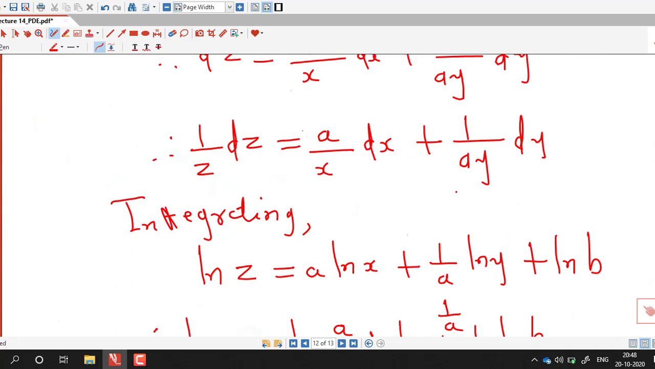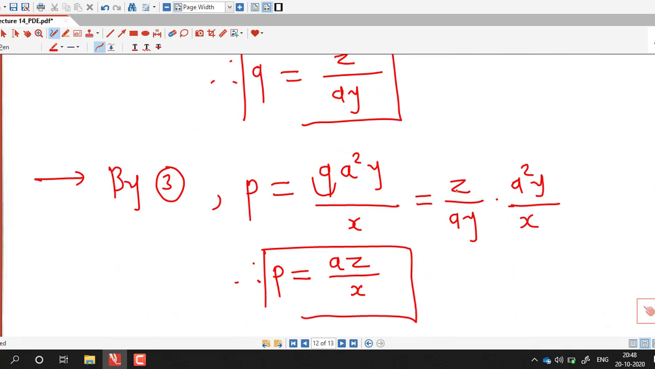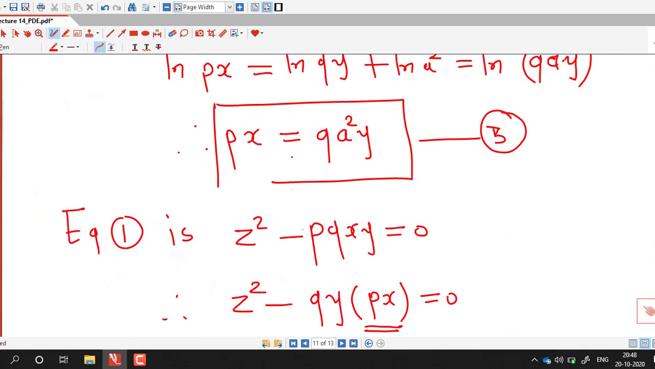So now I hope it is clear how to solve nonlinear partial differential equations of first order by Charpit's method.